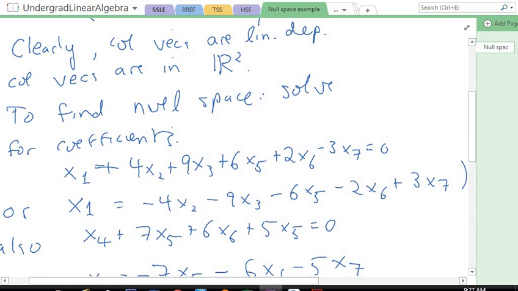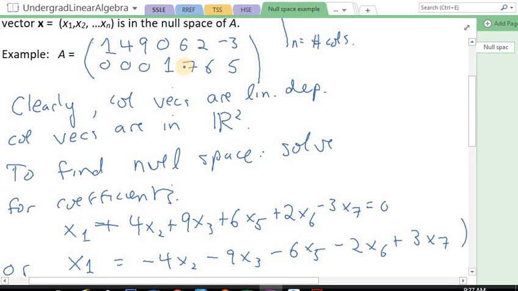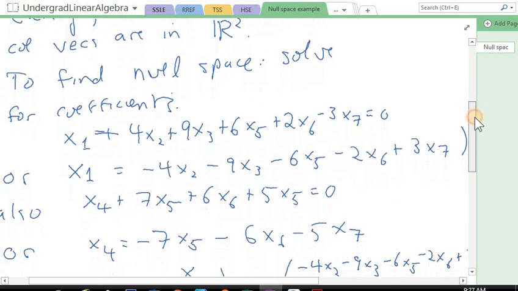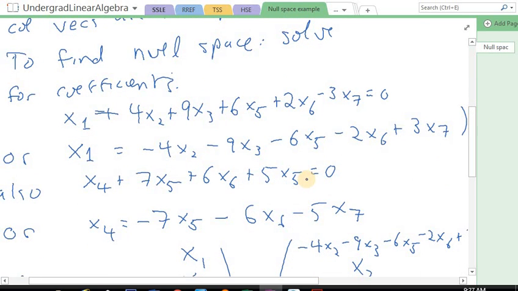All right, now, the second row up here similarly gives me an equation: x4 plus 7x5 plus 6x6 plus 5x7 equals 0. Whoops, made a mistake here. That shouldn't be 5x5. Let's fix that. This should be x7. Always can find some things that are better.